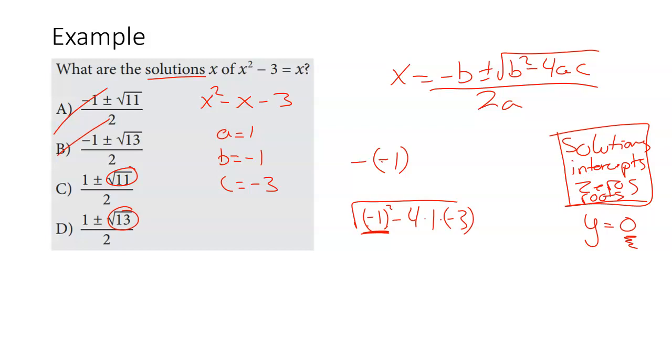What's negative 1 squared? 1. Okay? What's 4 times 1 times negative 3? Okay? And then when I subtract negative 12, it becomes positive. Wait, why is it positive? Because I have... Oh, never mind. Okay. Okay? So then I end up with radical 13. That eliminates that and leaves me with d.